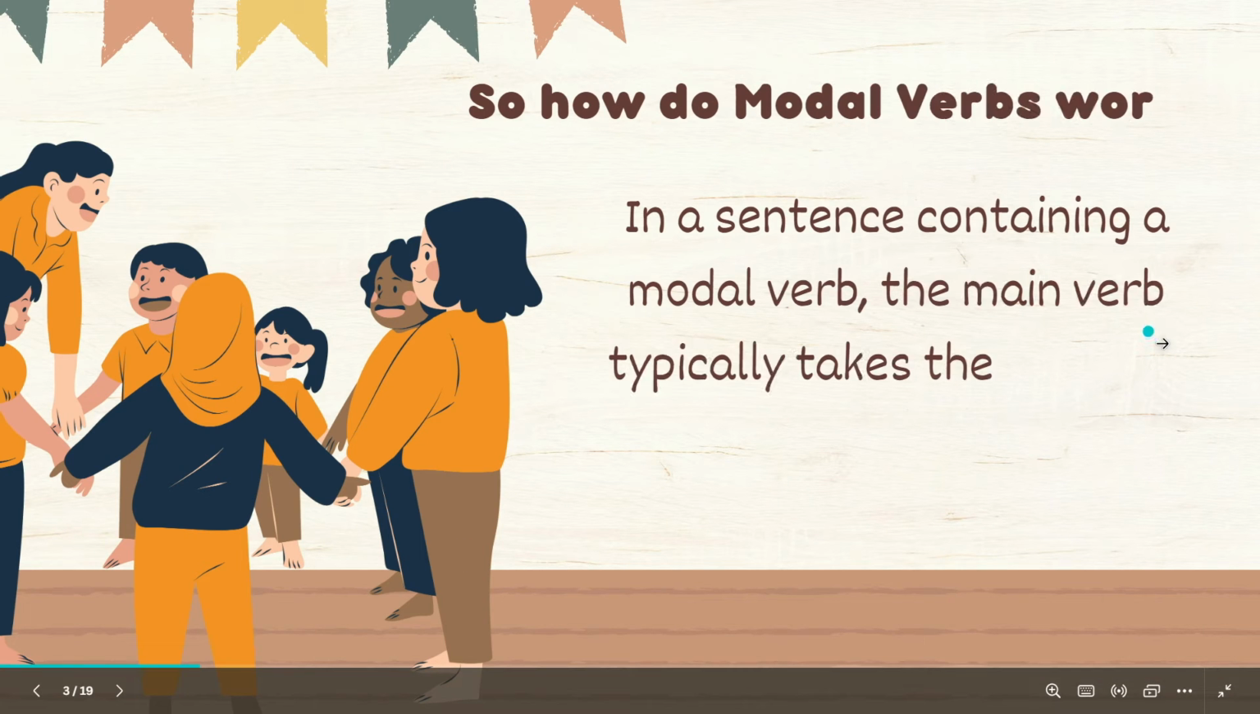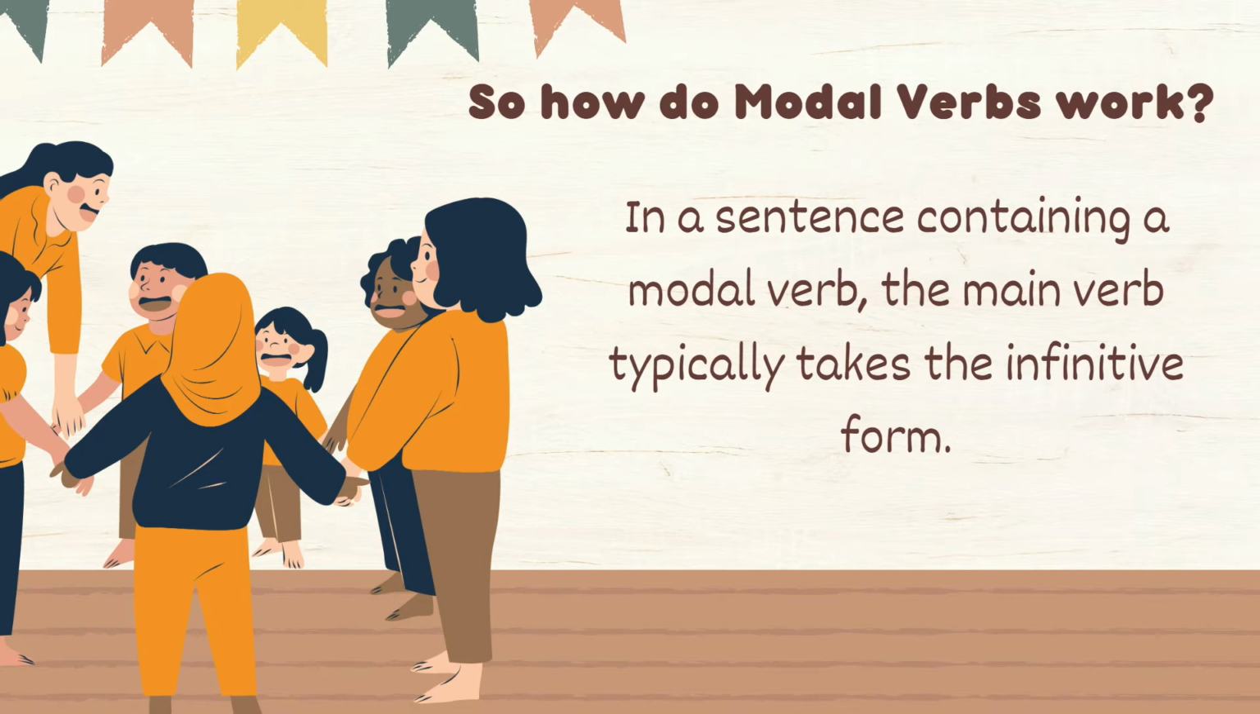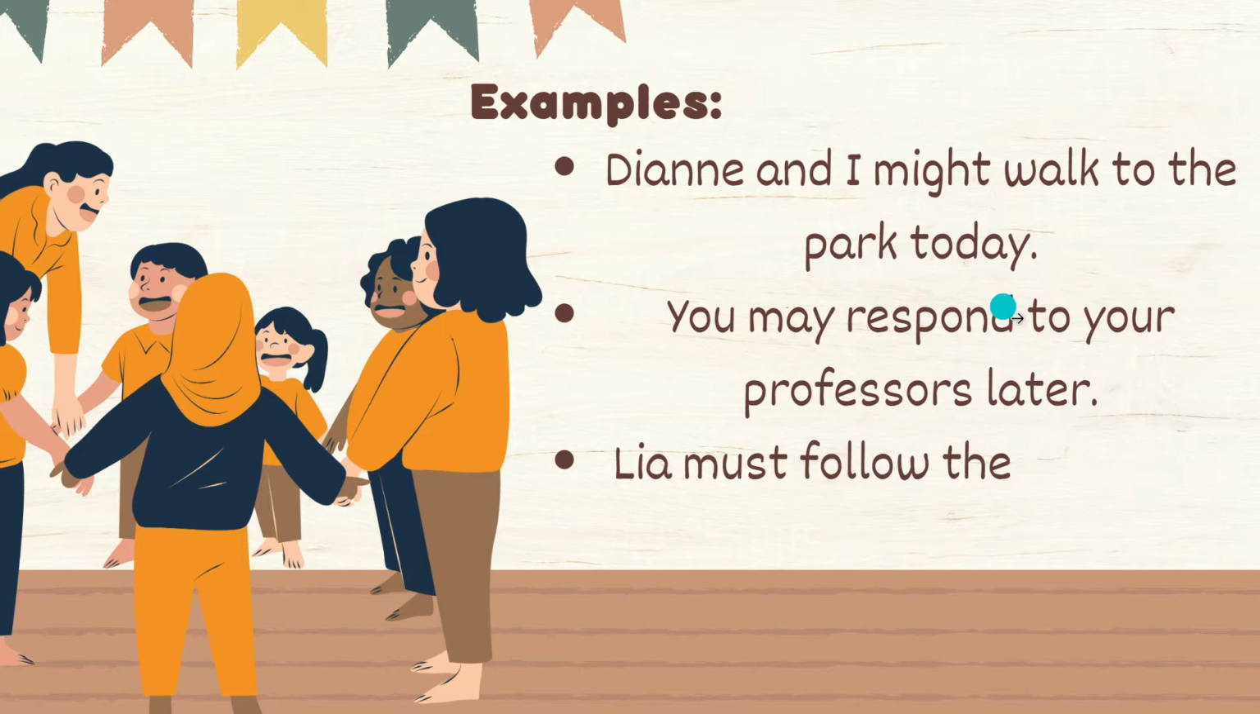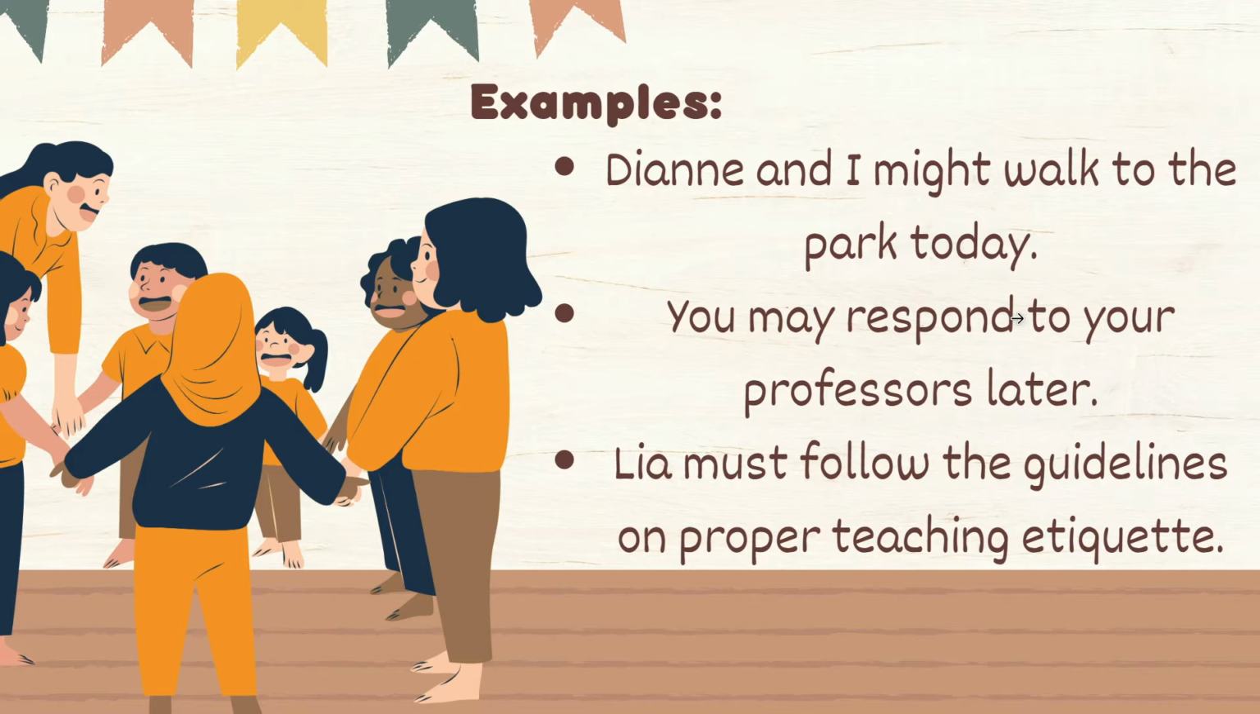So, how do modal verbs work? In a sentence containing a modal verb, the main verb typically takes the infinitive form. For example, Diane and I might walk to the park today. The verb here is walk and the modal verb here is might.